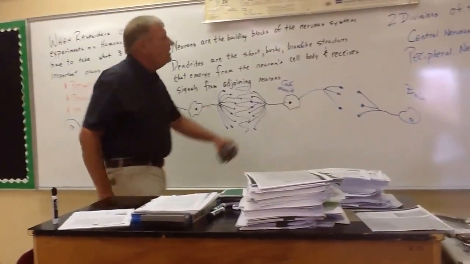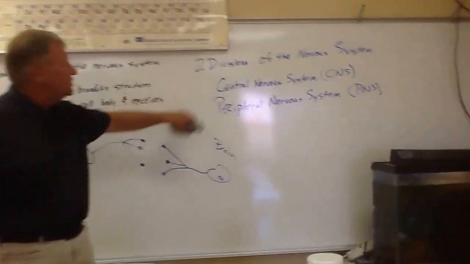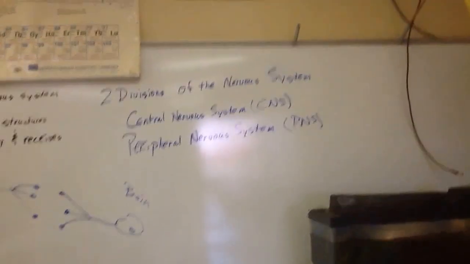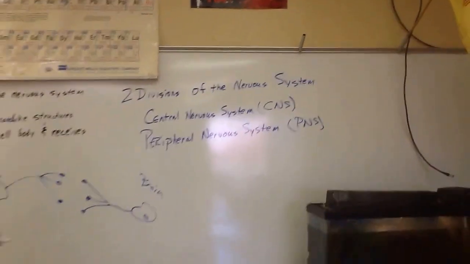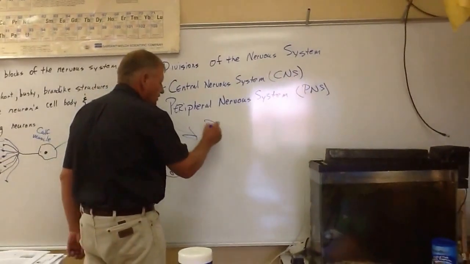Okay, that being said, there's two divisions of the nervous system. There's the central nervous system, the CNS. The central nervous system is simply the brain and the spinal cord. So the central nervous system is the brain.